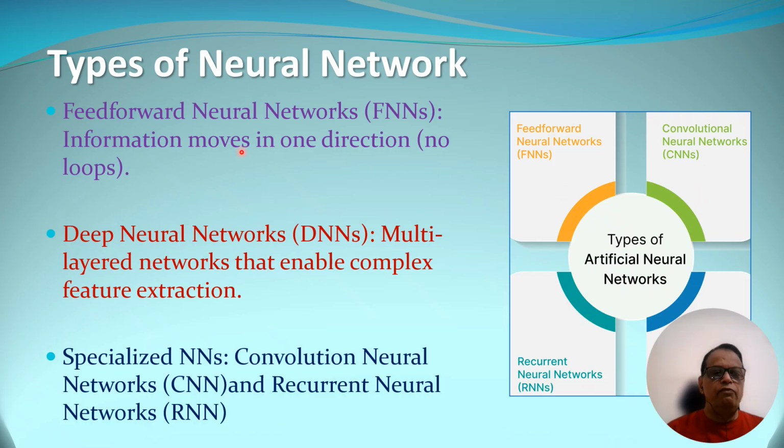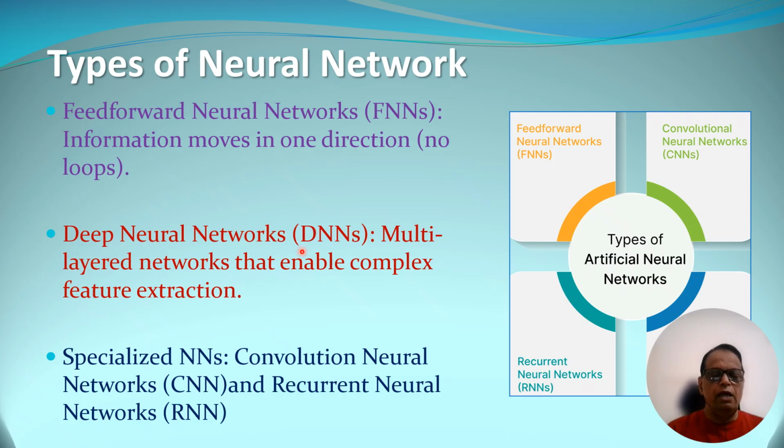You will find that the feed-forward neural network will process the information in one direction, and that is the reason it is called feed-forward. So we are forwarding the information from one layer to another layer, and that is the reason it is called feed forward.